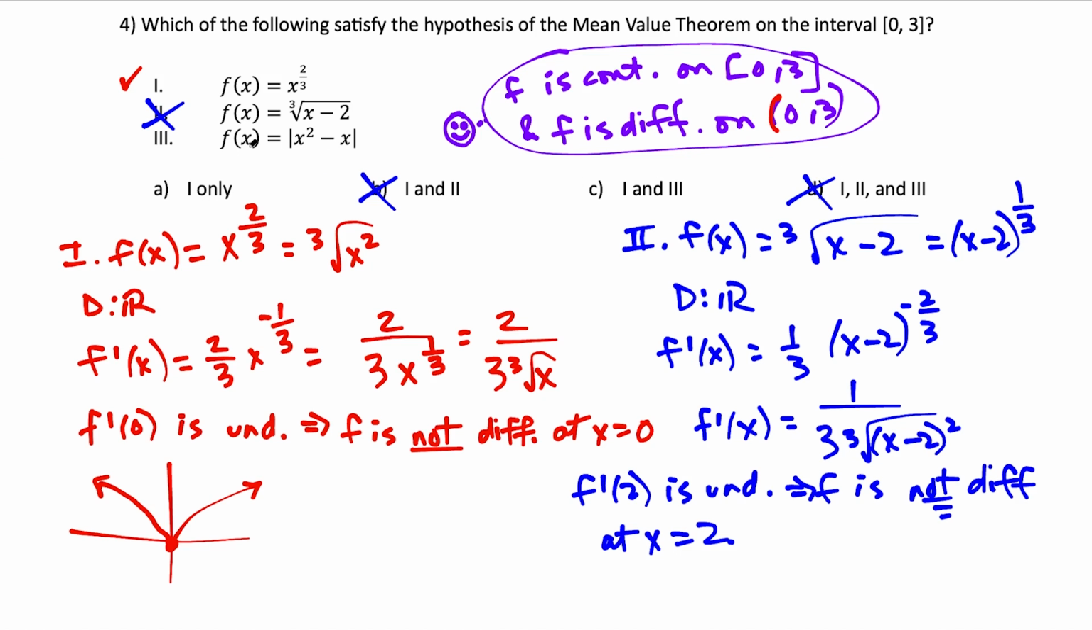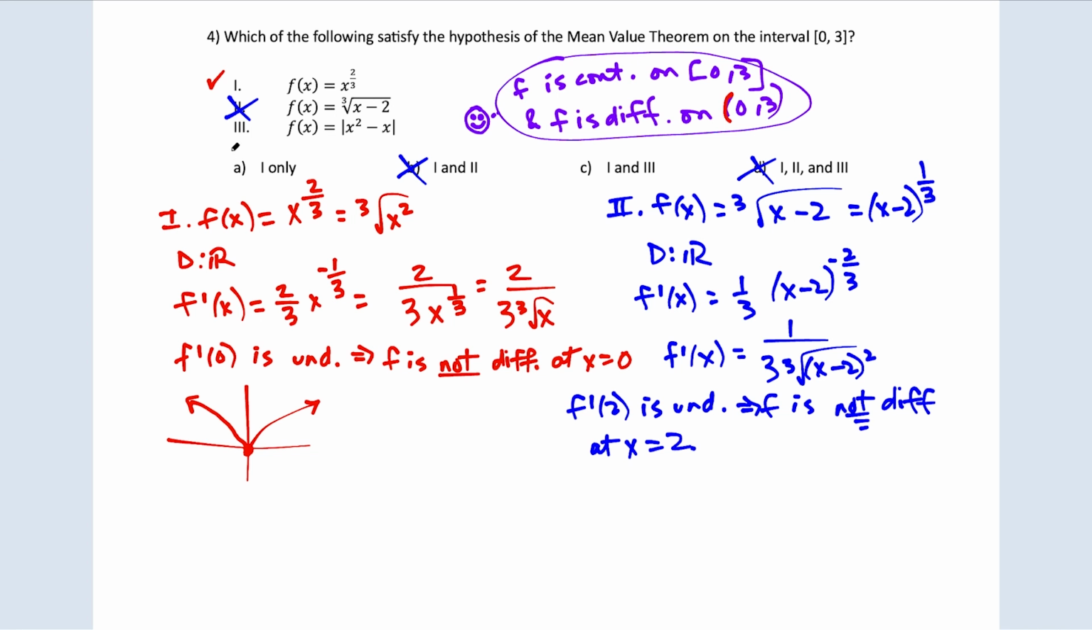So now it's just a matter of determining if Roman numeral 3, this f of x, is continuous on the closed interval and differentiable on the open interval. So now let's investigate Roman numeral 3. For this one, I want to look at a different function first. I'm going to call it g of x, which is just x squared minus x.